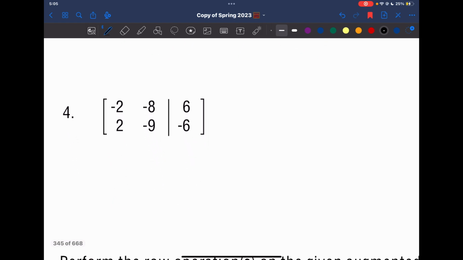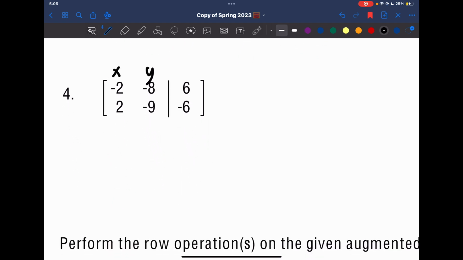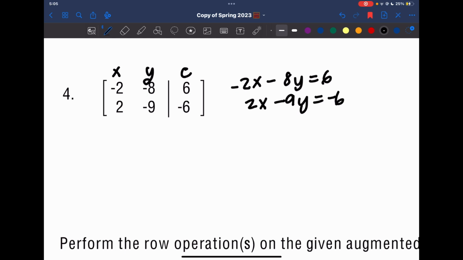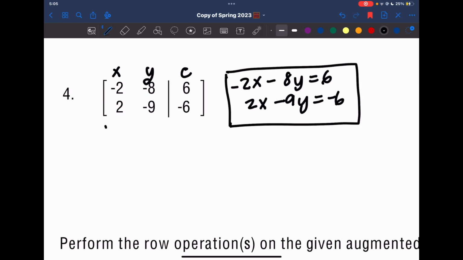Number 4, column of x, column of y, column of constants. Negative 2x minus 8y equals 6. 2x minus 9y equals negative 6. This is your system. And then again, this is the augmented matrix.